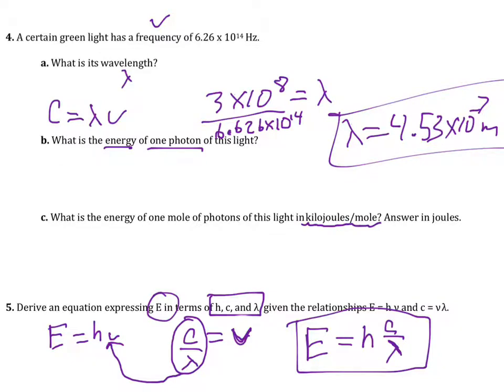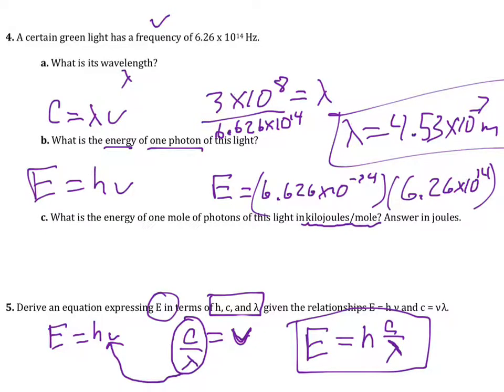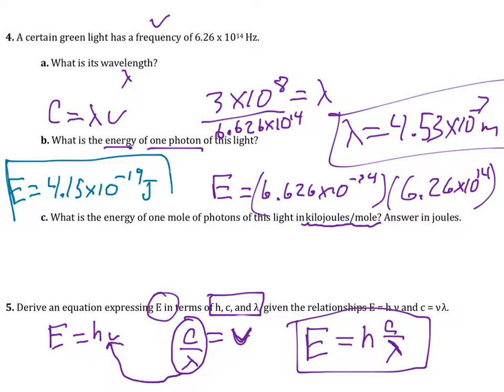Now there's actually 2 ways we can do this. We can either use this new equation here because we have our wavelength, or we can use this equation, which is E equals hv, because we have the frequency as well. So I'm going to use that one that I wrote on the board there. And when we plug in our numbers, that's the setup that we get. So let's go ahead and plug it into the calculator. So what we end up with now is energy is equal to 4.15 times 10 to the negative 19. So let's go ahead and talk about letter C.